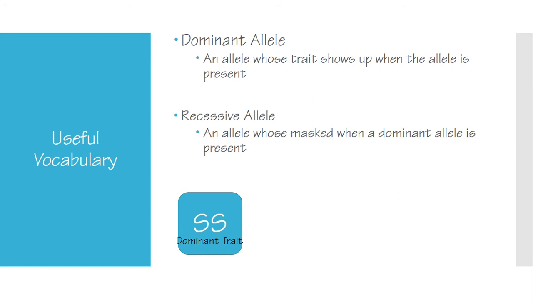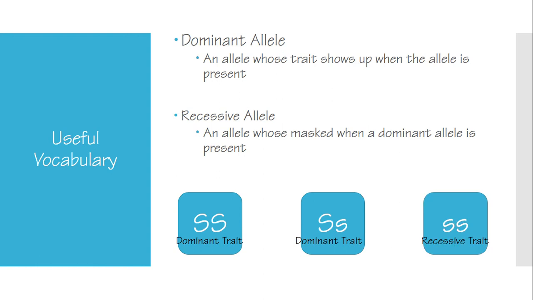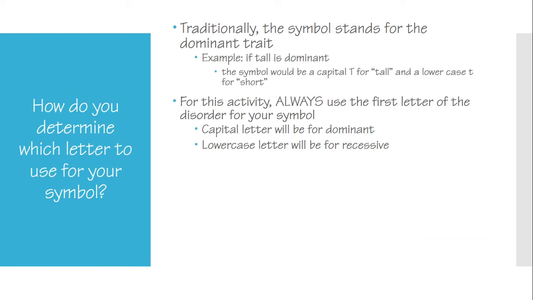So here we see two capital S's. So that means we're going to see the dominant trait. Here I have a capital S and a lowercase s, our heterozygote, and that's also going to show the dominant trait because it has one of those dominant alleles. And then here we see two lowercase s's. It's going to show the recessive trait because it's homozygous recessive and it only has the recessive allele.